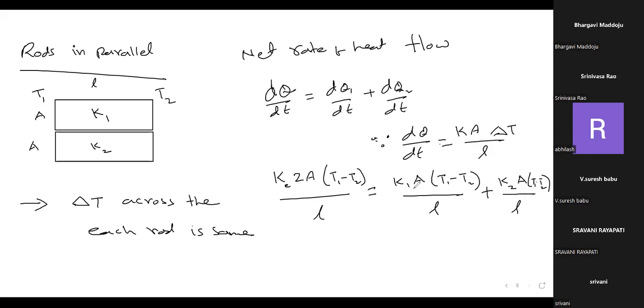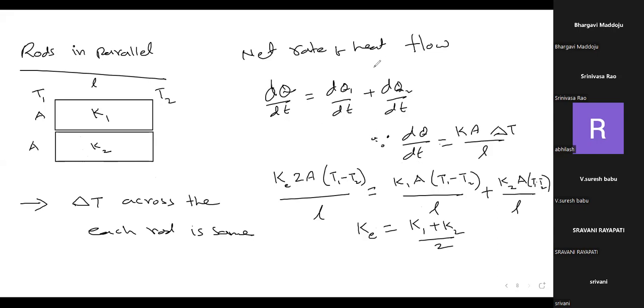Now, A gets cancelled, and L also gets cancelled. You will get K effective as K1 plus K2 divided by 2. This is the method to find K effective. Don't consider this as only the formula, because sometimes there will be different areas. Parallel means compulsorily both have the same length, but areas may be different. That's why you should follow this method. This is the main point.